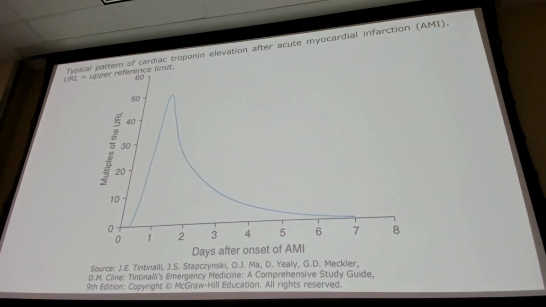And then there's our typical elevation of our troponin. So usually, we should see changes or they should release it at about 6 hours, and then it peaks at 24 hours, and it starts to decrease after that.